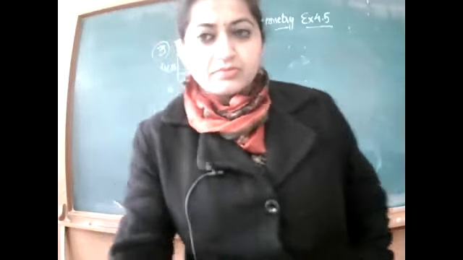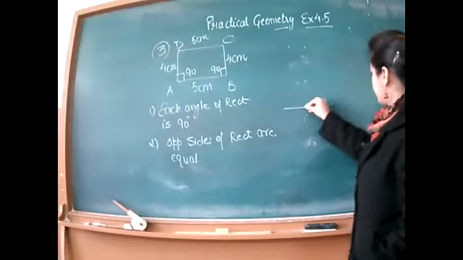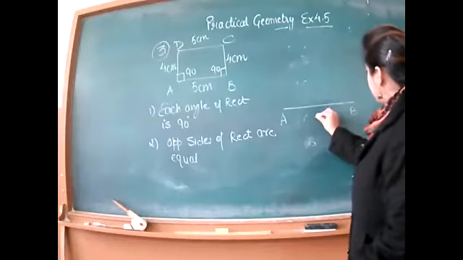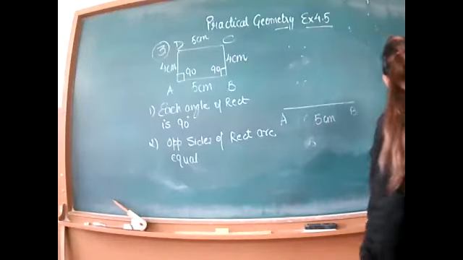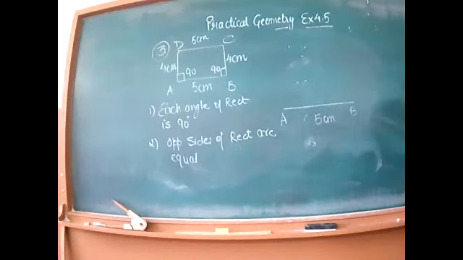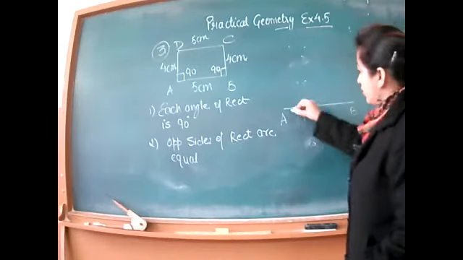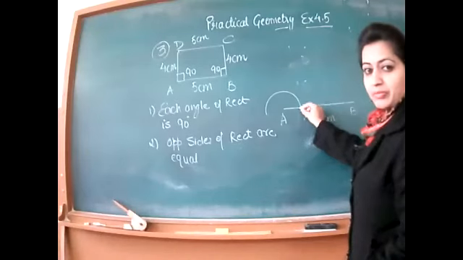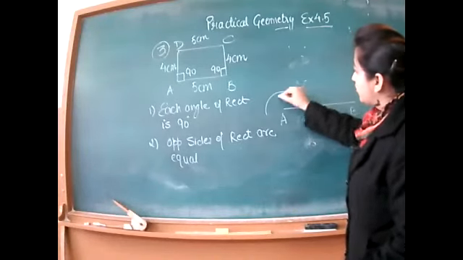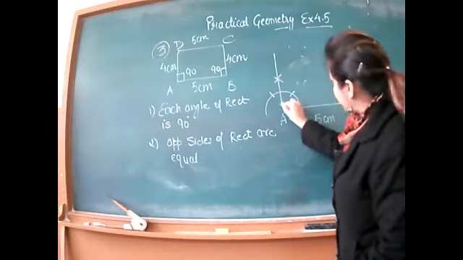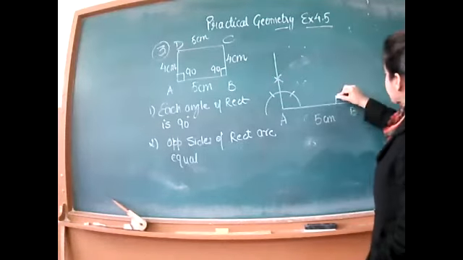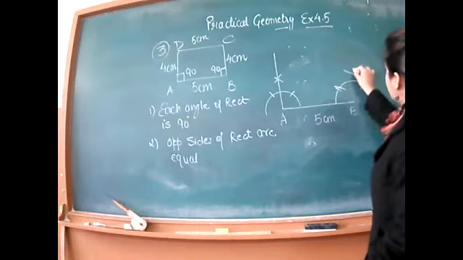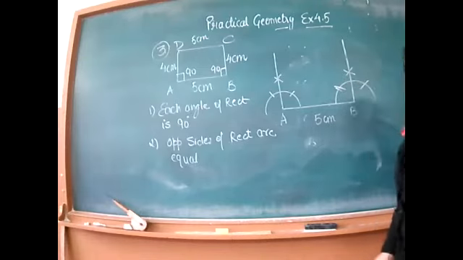Yes, draw AB line segment of 5 centimeters. At A, draw angle BAX 90 degrees and at B, draw angle ABY 90 degrees. You will put an arc of any radius, a semicircular arc. You will make half of this, that will be 90. In the same manner, you will make a semicircle here of any radius. You will put an arc and make half of this, that will give you 90 degrees.